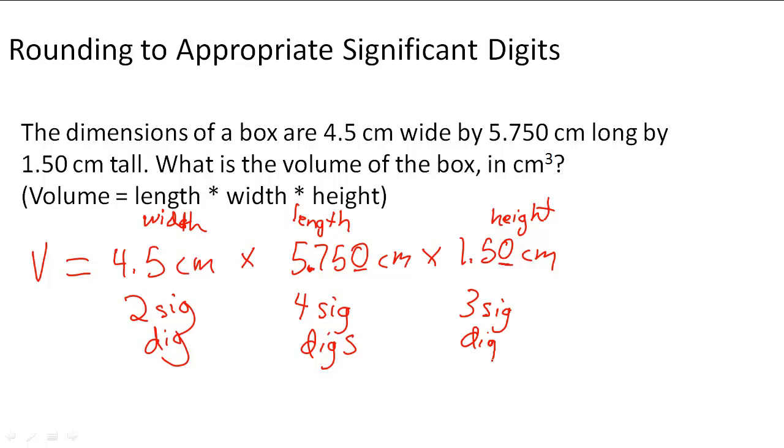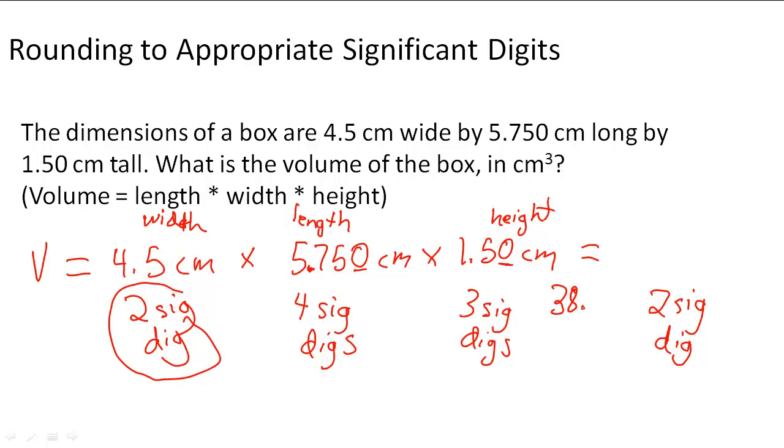So this one has 3 sig digs. So we know when we have the answer, we have to make sure that the answer has 2 sig digs, because that is the least amount of significant digits. So let's first calculate it. We're going to do 4.5 times 5.750 times 1.5, and we're going to get an answer that says 38.8125. That's the answer we're going to get. But we know that this answer has to have only 2 significant digits.